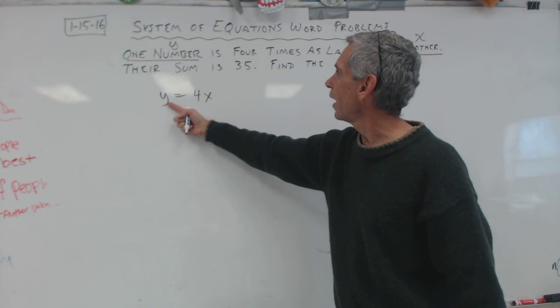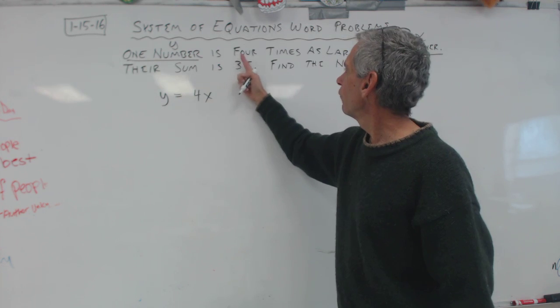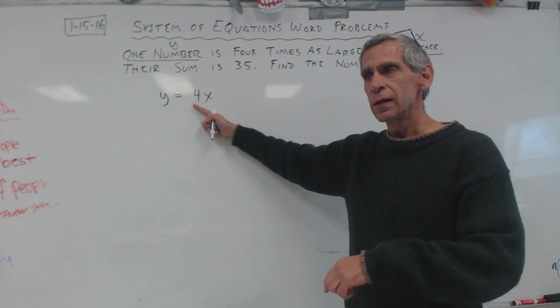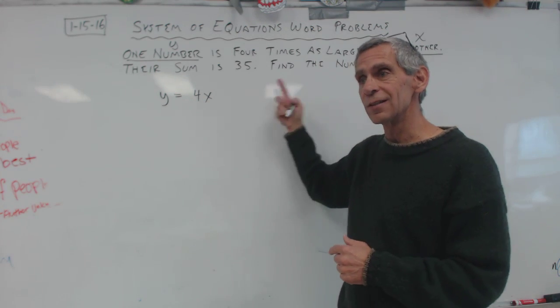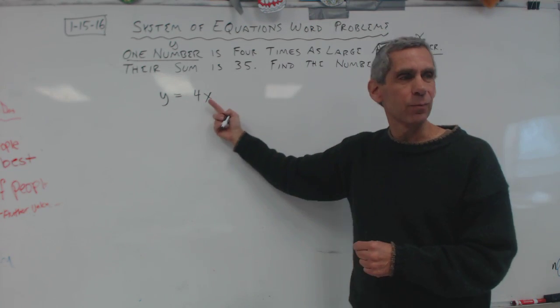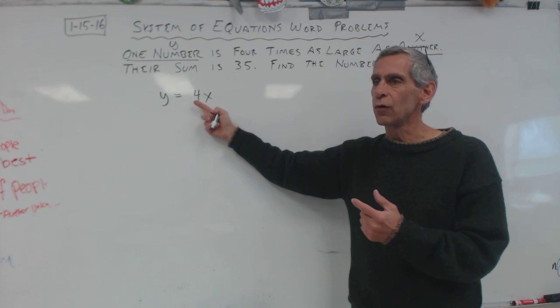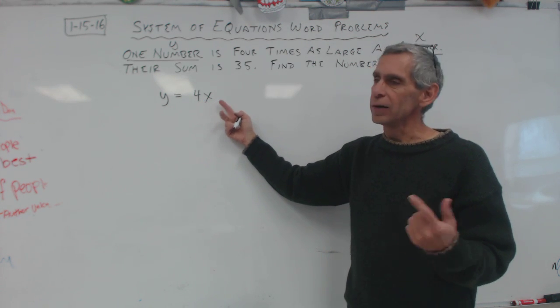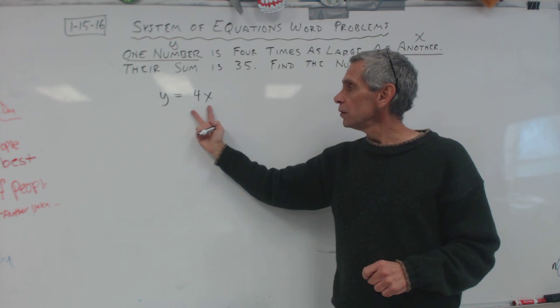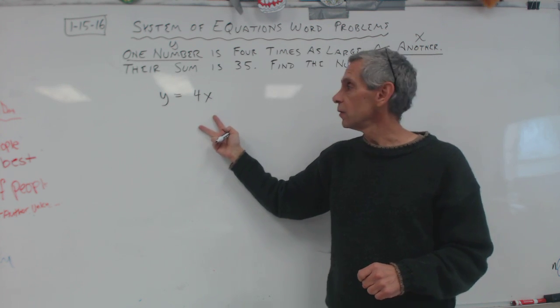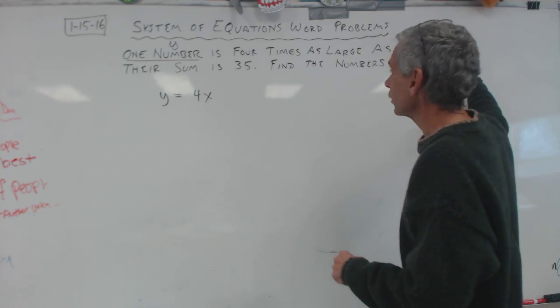One number, y, equals 4 times x. If that had been a blob, I would put 4 in parentheses, but since it's just an x, I don't really need the parentheses. It's just 4x. Does that make sense? Everybody gets that, right? Okay, so now we finished our first equation.